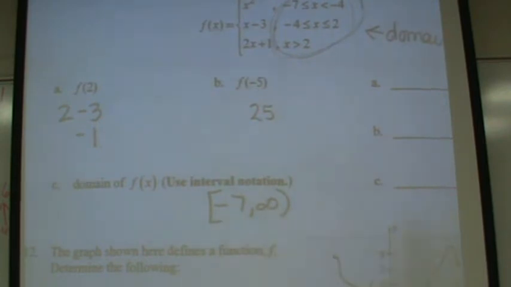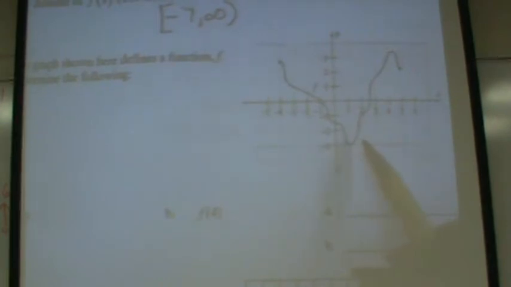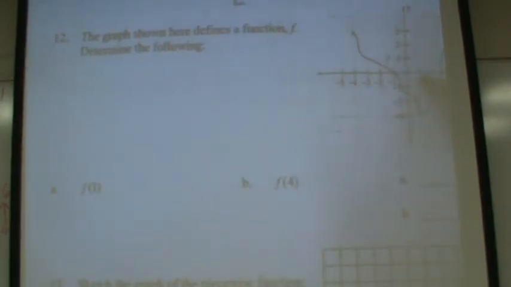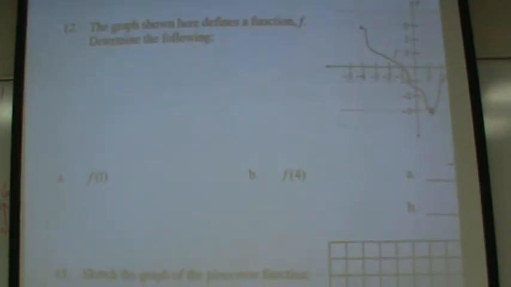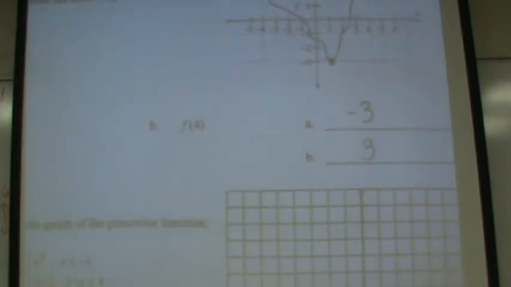Number 12, this one's giving you a picture, a function, and they want you to pick out what the y value is. They give you an x value. When x is 1, you go to 1 and the graph goes down to -3. And when it's 4, it goes up to +3. Questions?